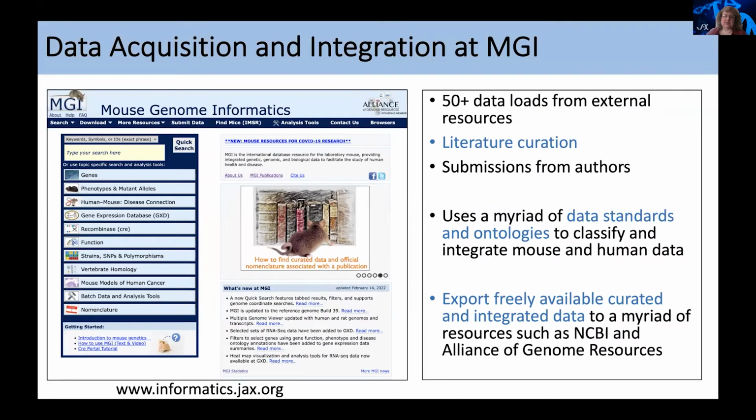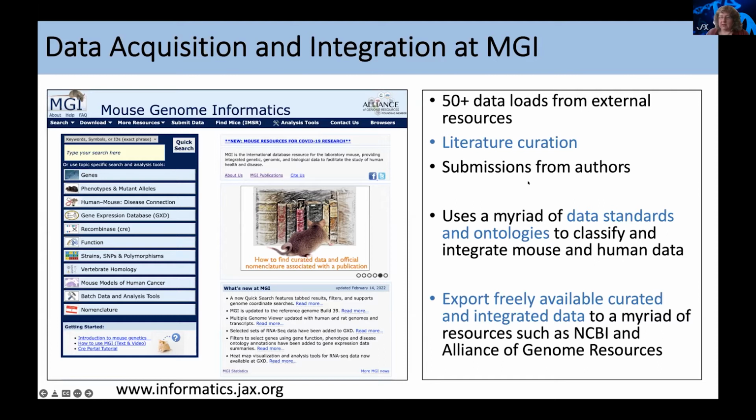So data acquisition and integration at MGI, we collect information on the laboratory mouse, including gene function information, phenotypes, mutant alleles, and models of human disease, gene expression, strains, mouse models of human cancer, and many other types of data. These data arrive at our database with over 50 data loads from external resources, literature curation, which will be the focus of my talk today, as well as submissions from authors.